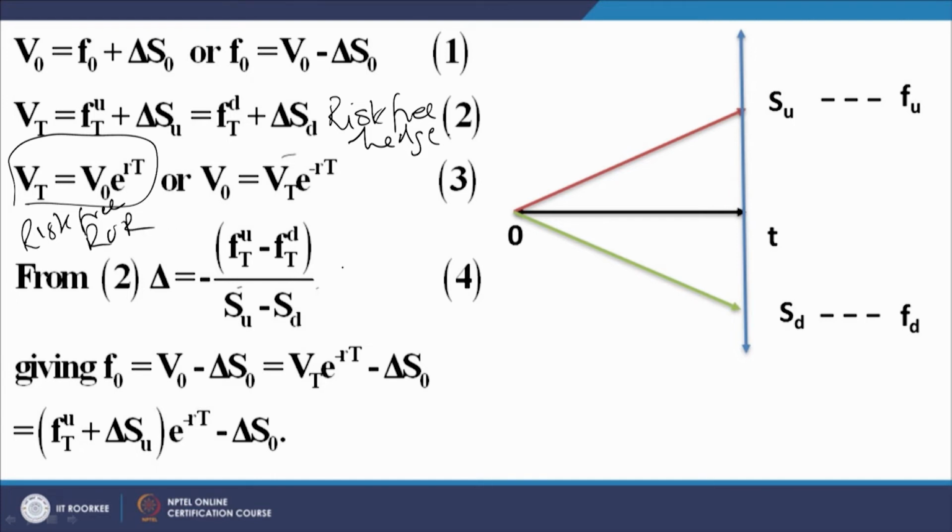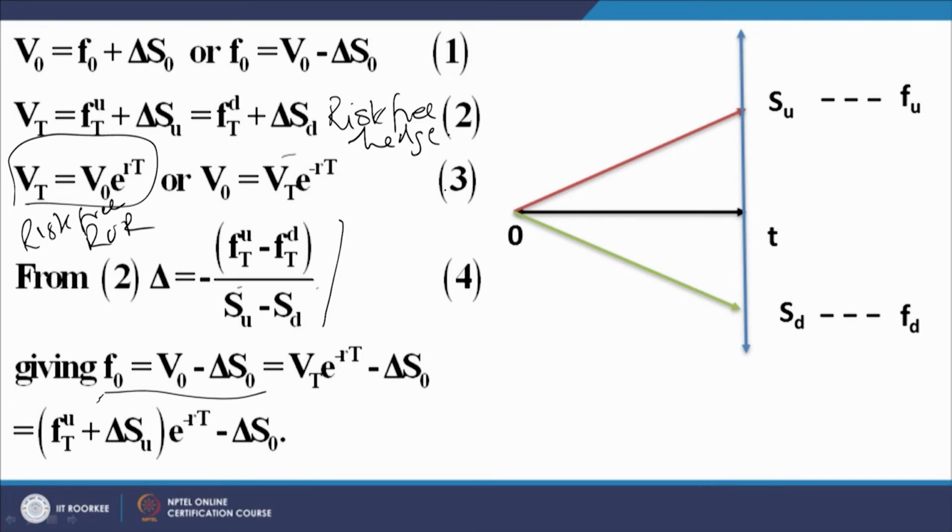So, using equations 1, 2 and 3, in fact, from equation number 2 we get this value of delta, which I have already explained in the previous slide, and using equation 1 we can write this expression, and in this expression we substitute V_0 equal to V_T e to the power minus rT.